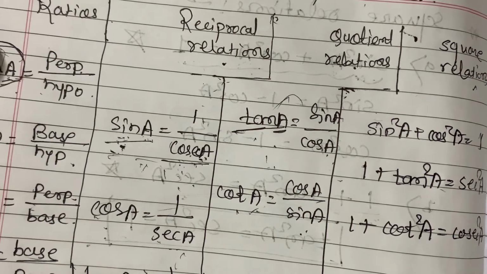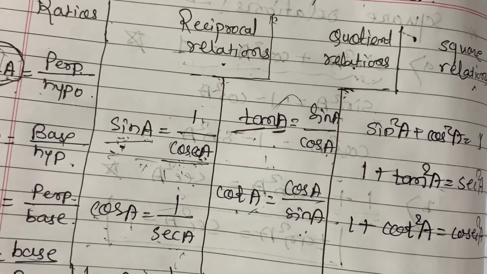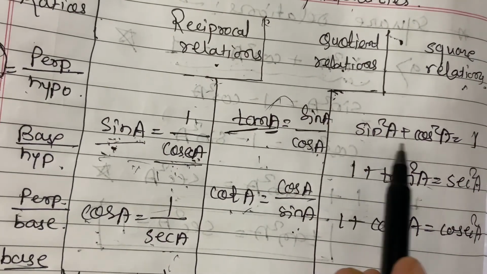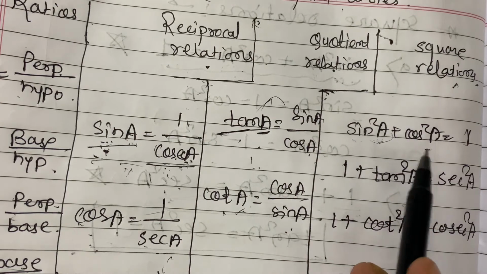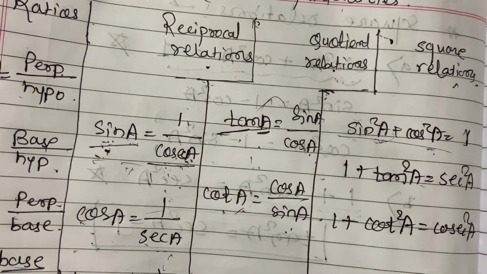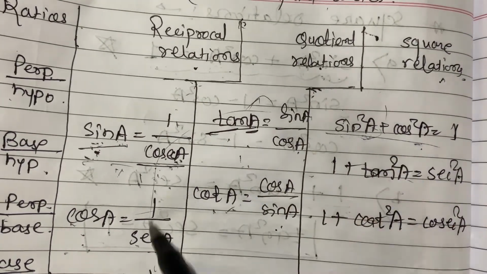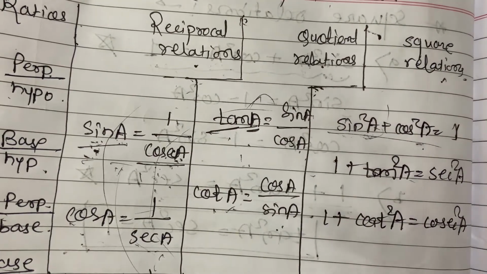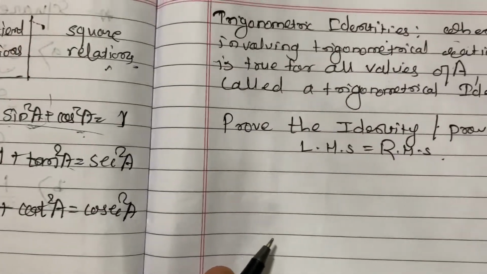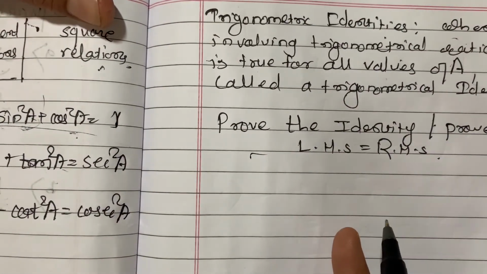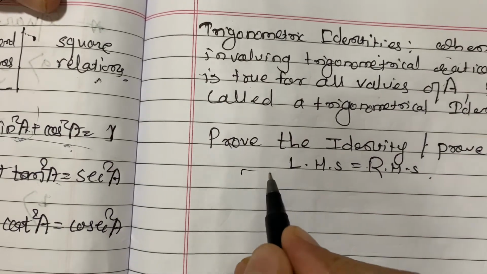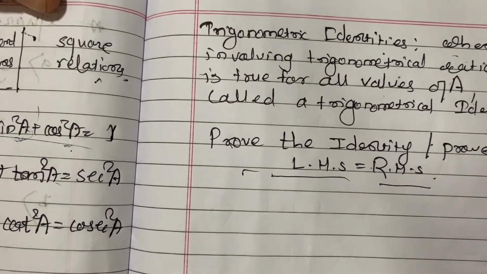Understood? So trigonometrical identities means, when an equation involving trigonometrical ratios of an angle A is true for any value of A, then that equation is called a trigonometrical identity. So all these equations are nothing but trigonometrical identities. Now we have to solve the examples in which they will ask to prove the trigonometrical identity. Prove the identity, or prove that. So in that trigonometrical identity, we have to prove LHS is equal to RHS.